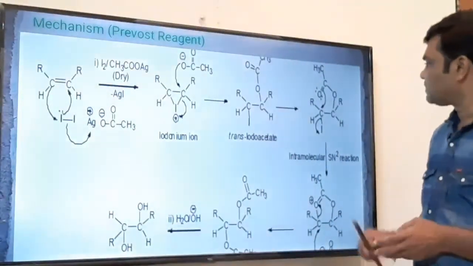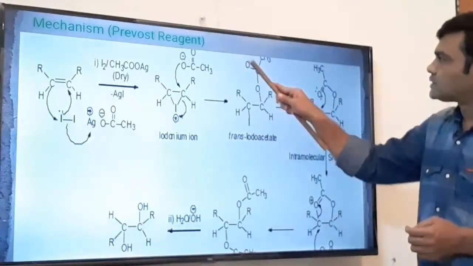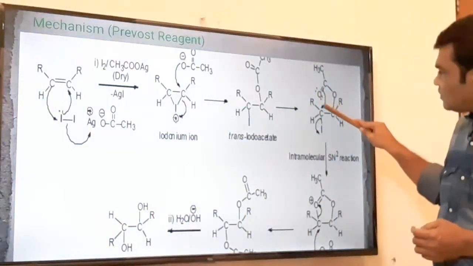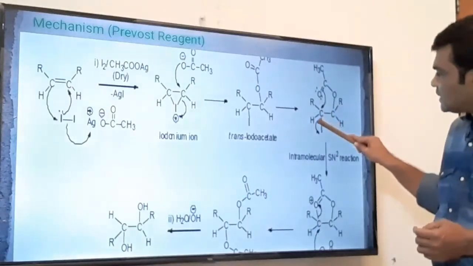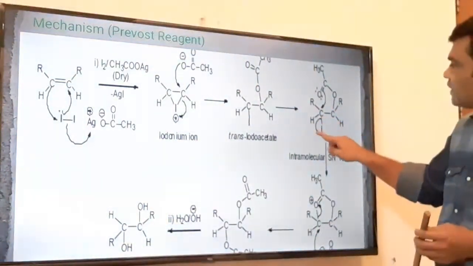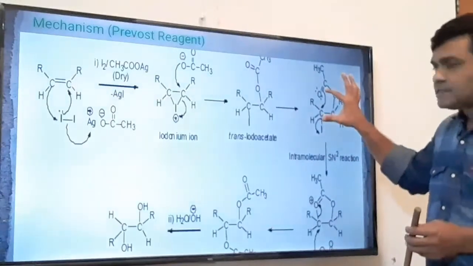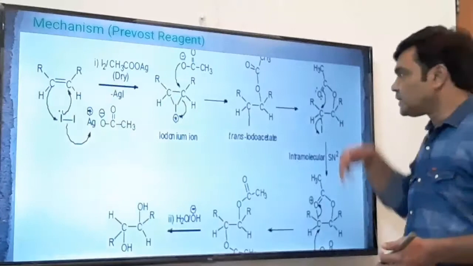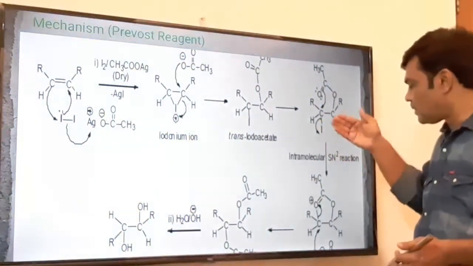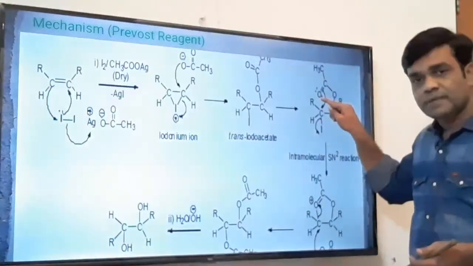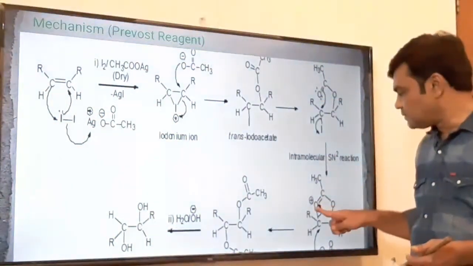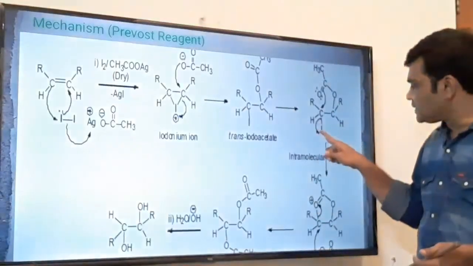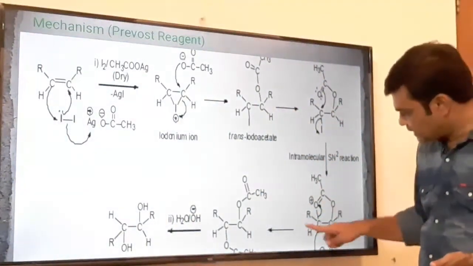What happens in the next step? See, this oxygen, we know oxygen has two lone pairs of electrons. So oxygen donates its lone pair to the carbon, and there is a removal of this iodide ion, I negative. So it is again an SN2 type of attack. We can say it is neighboring group participation. What happens when oxygen donates its lone pair? Oxygen will bear the positive charge. Deficiency is created here. Okay, and there is a removal of I negative, and we get this intermediate.